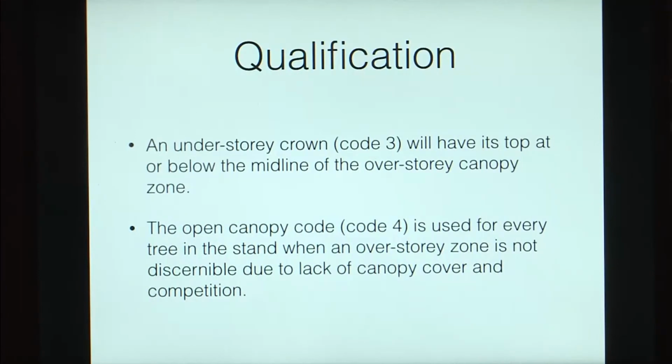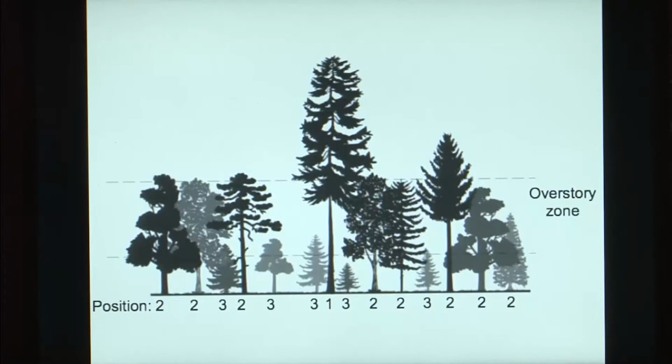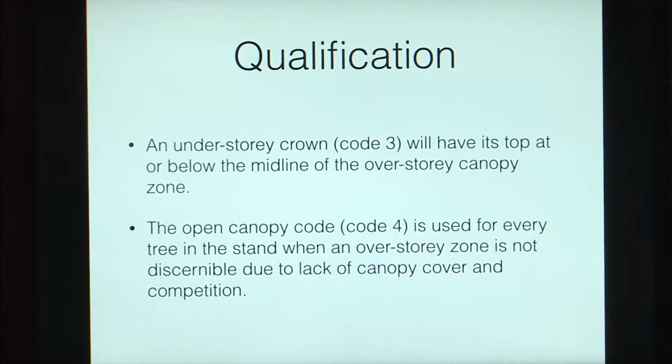An understory crown or code 3 will have its top at or below the midline of the overstory canopy zone. So, the top is going to be at the midline or below the midline, then we will call it a code 3 tree or an understory crown.